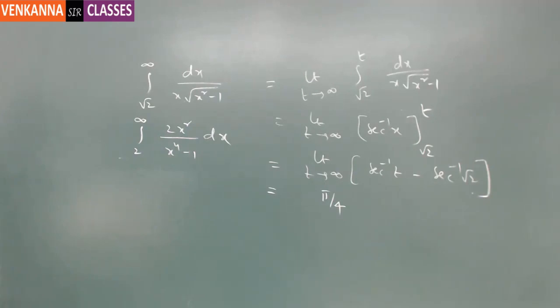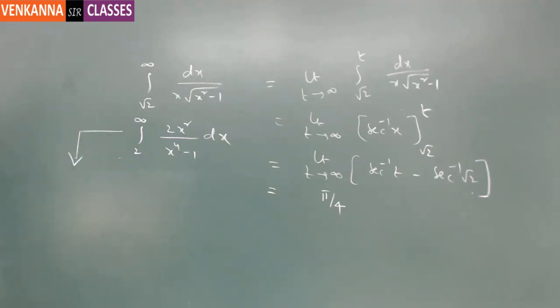So can you recollect that formula, secant inverse x? Am I correct in giving that? Right? So since the value pi by 4 is finite, integral root 2 to infinity dx by x into root of x square minus 1 is nothing but pi by 4. That is the solution. Now let us take this problem.